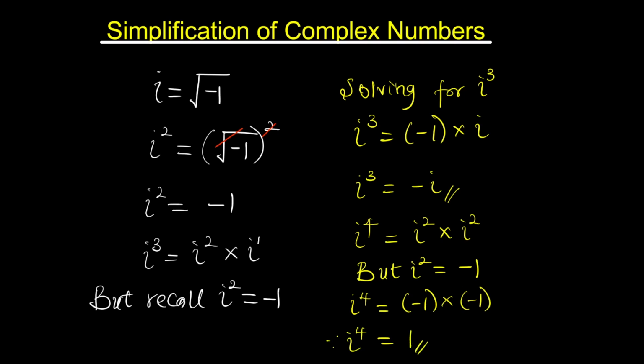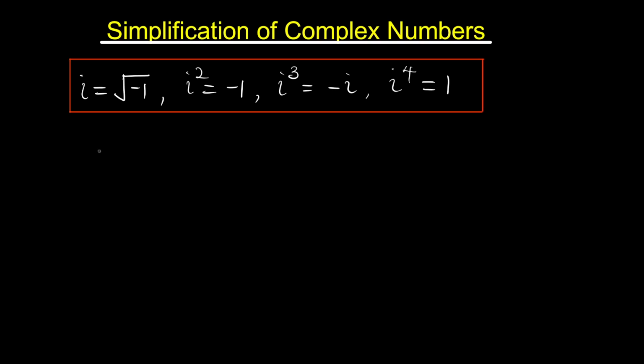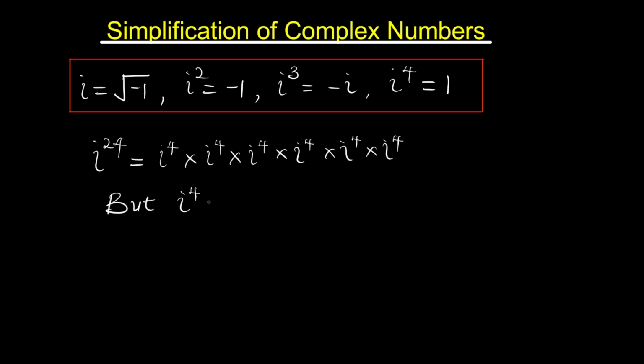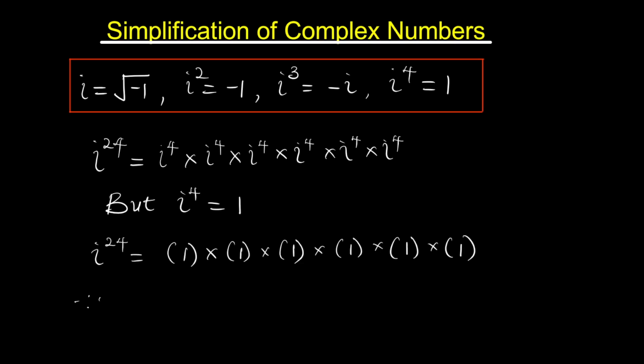That becomes our answer. It's very important that you note this, that i is equal to the square root of minus 1. i squared is equal to minus 1. i cubed is equal to minus i, and i to the power of 4 is equal to 1. Let's go ahead and simplify i to the power of 24. But i to the power of 4 is equal to 1. Therefore, we are going to have i to the power of 24 will be equal to 1 times 1. Therefore, i to the power of 24 is equal to 1.